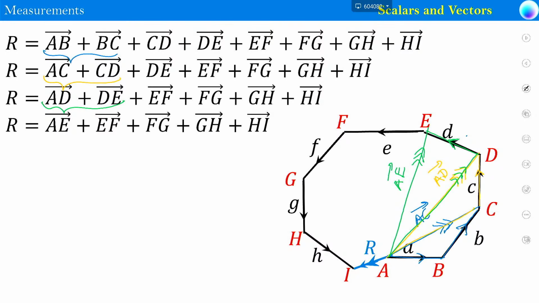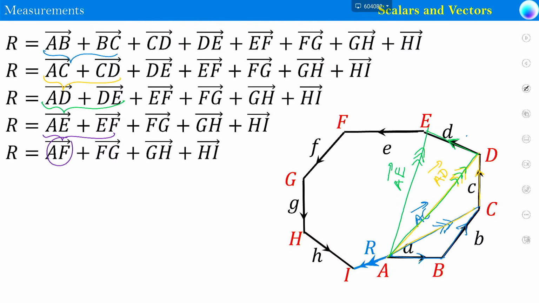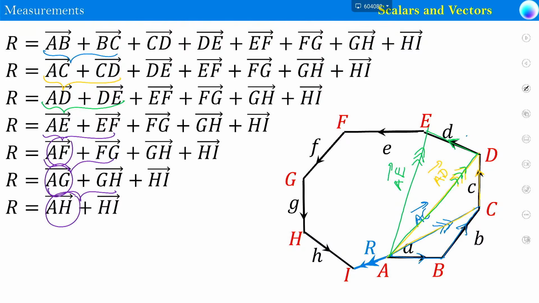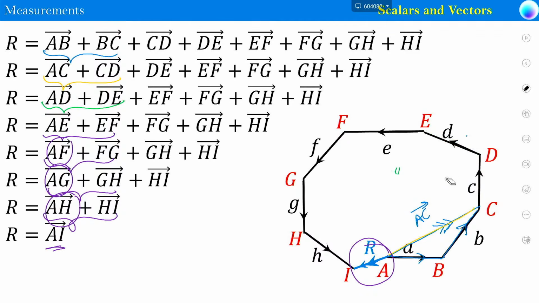So likewise, I can go further. I don't want to continue the diagram and ruin it, but AE plus EF is AF. AF plus FG is AG. AG plus GH is AH. AH plus HI is AI. So AI is the final answer. So you can see that the resultant here is AI.